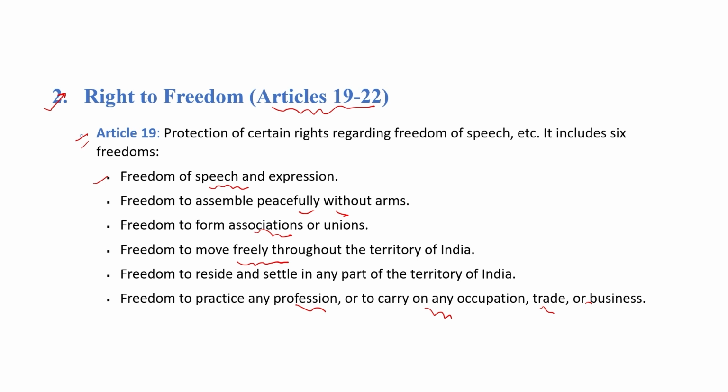The fourth is to move freely throughout the territory of India. The fifth is freedom to reside and settle in any part of the territory of India. And the sixth is we can adopt any occupation, whether we belong to any religion. If I am Muslim, I can be a doctor. If I am Hindu, I can be a doctor, basically. So freedom to practice any profession, occupation, trade or business which is legal in India. So this is what Article 19 explains.